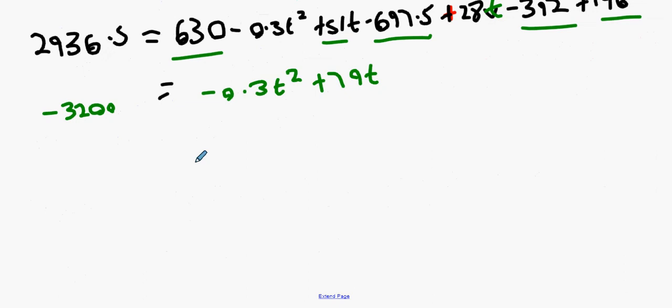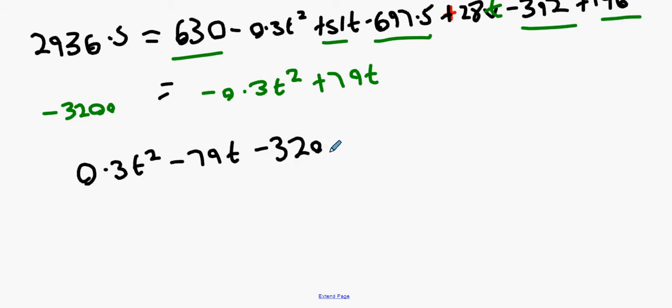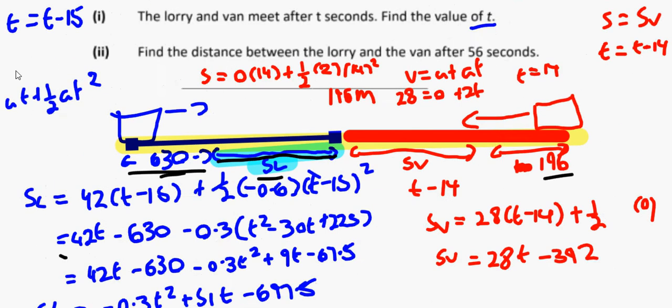Now here's what we're going to do. We're going to bring this all over one side, and we're going to get 0.3t squared minus 79t minus 3,200 equals 0. Not going to waste your time here, lads. Minus b formula, that t equals 50. Happy days. That's when they collide after 50 seconds.